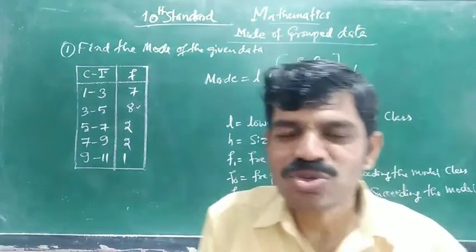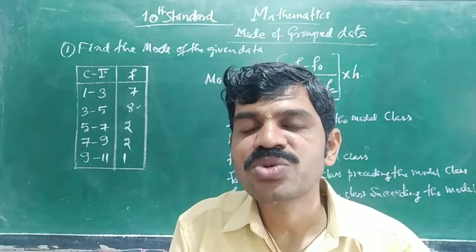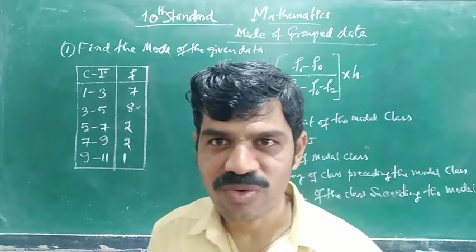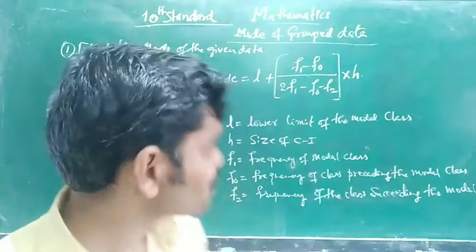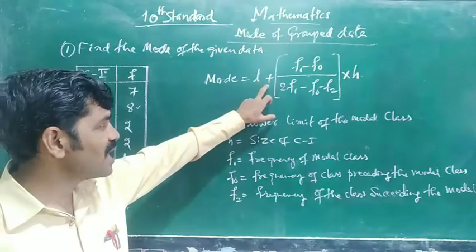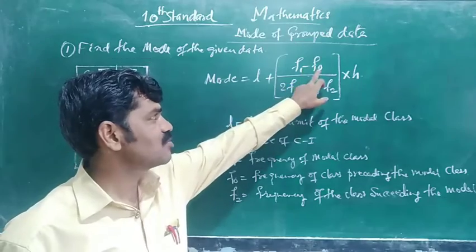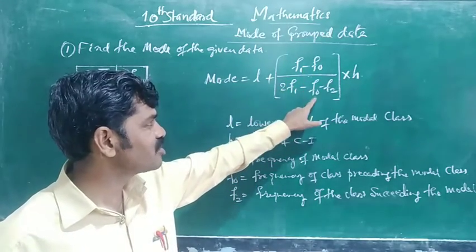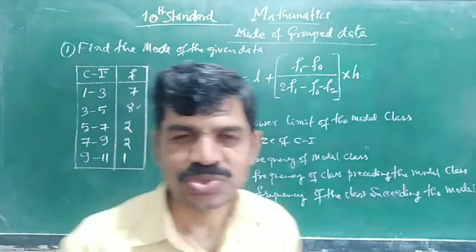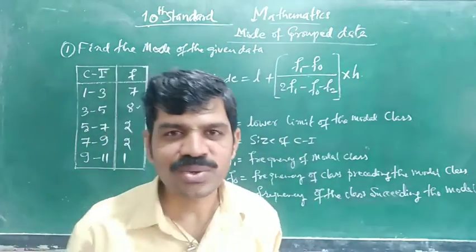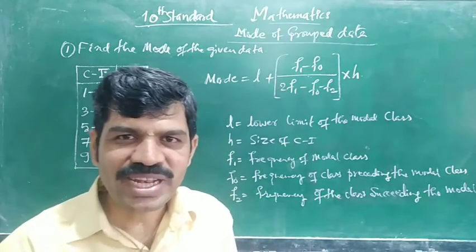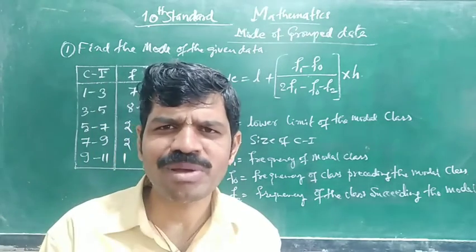Okay, we'll come to know. For this we need to use the formula. By using the formula we will find out the mode. What is the formula? It has been written here. Mode is equal to L plus (F1 minus F0) divided by (2F1 minus F0 minus F2), all multiplied by H. So this is the formula. You need to keep it in mind by writing it 10 to 15 times. There is no other go. You have to remember it.